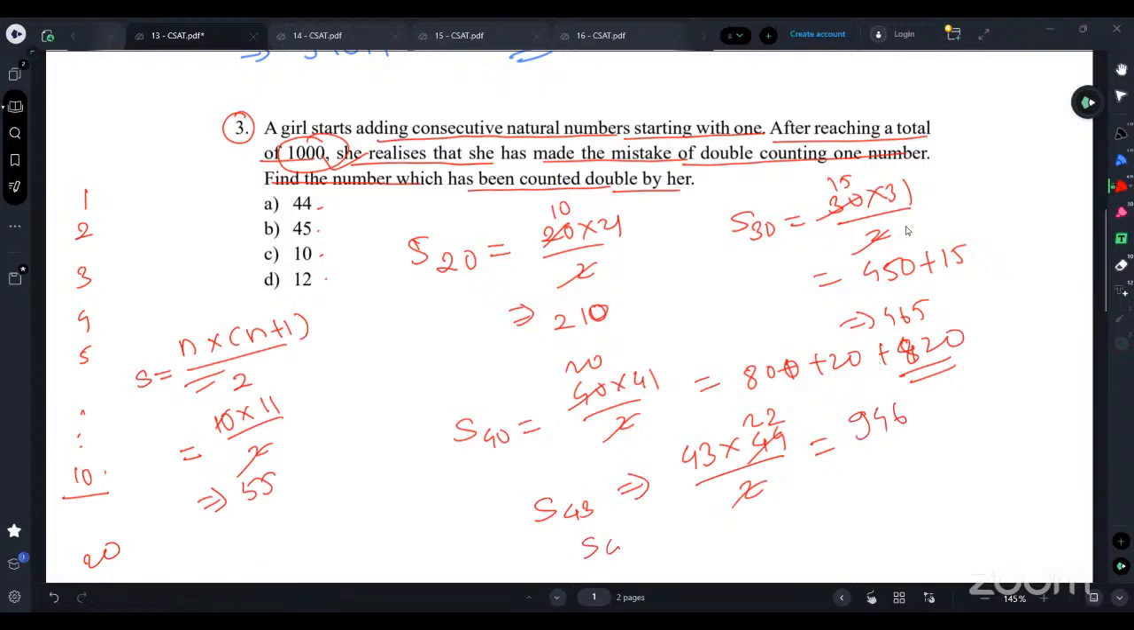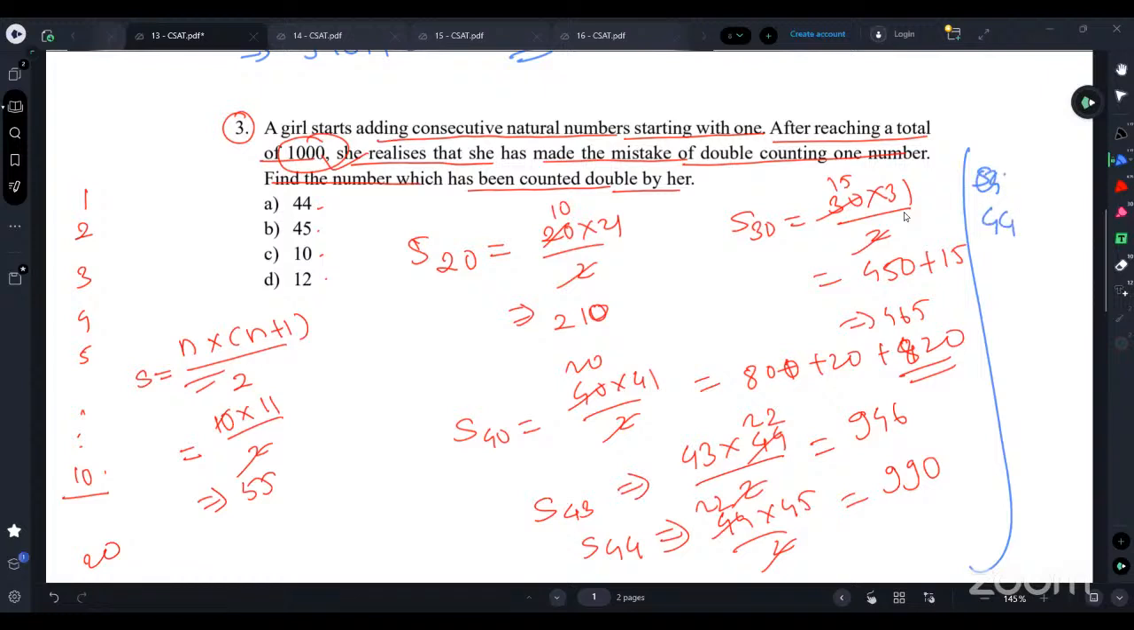Now, if I take summation up to S44, it will be 44 into 45 by 2, again 22 into 45. So what will be 22 into 45? 22 into 45 will be 990, right? Now tell me, guys, if I add one more number to it, if we are now up to S44, we have counted the summation up to 44. Now, if I add 45 to it, it will be 990 plus 45. So this will go beyond 1000, right?